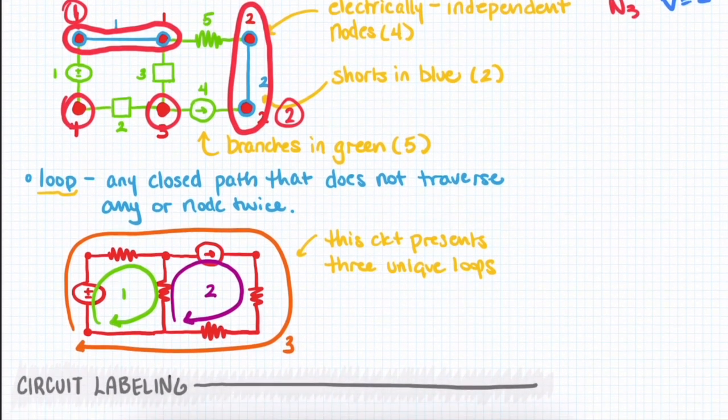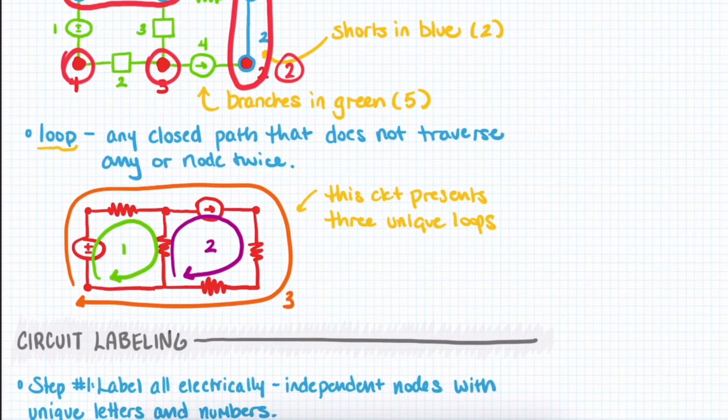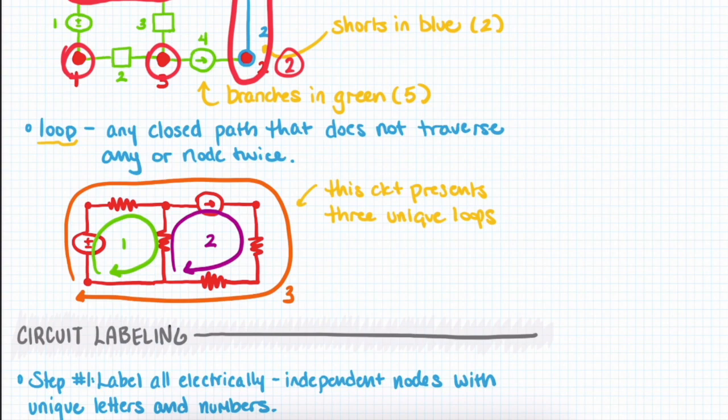Now let's talk about loops. So nodes are going to be very important when we get to discussion of nodal analysis, as the name may suggest. Loops, or the understanding of how to define proper loops, is going to be very important for multiple things, but predominantly when we dive into mesh analysis. So a loop is any closed path that does not traverse any branch or node twice.